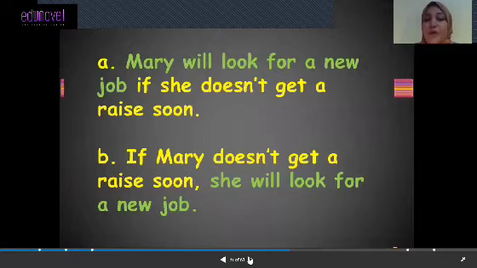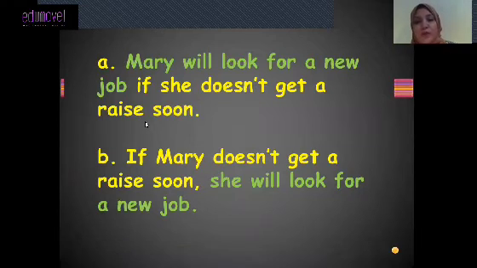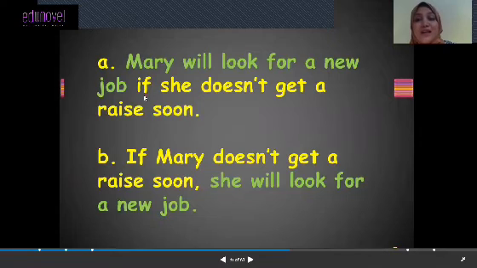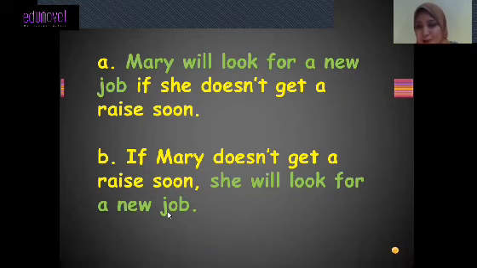Okay, Mary will look for a new job if she doesn't get a raise soon. So here we're speaking about prediction. She will look for a job if she doesn't get a raise soon. As you can see here, we can use if in the middle of the sentence, and we can also use it at the beginning of the sentence. But here, please be aware of the punctuation. When if is in the middle of the sentence, we don't use a comma to separate between the two clauses. But when it comes at the beginning, we have the conditional clause, and then a comma, and then the main clause, and then of course a full stop.